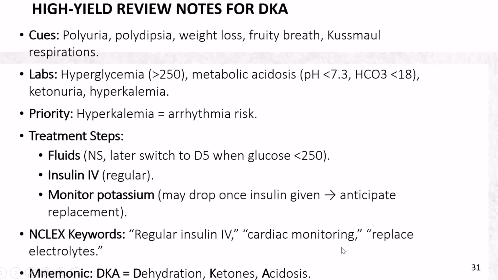Great. So please do well to go and study DKA inside out. Everything about diabetic ketoacidosis is high yield because it's life-threatening. So look out for your cues: polyuria, polydipsia, weight loss. The fruity breath should give it away. The Kussmaul respiration should give it away. Then with the labs, the sugar will be high. Metabolic acidosis, so see the pH, then the bicarbonate. Ketones in the urine, then high potassium. And anytime you have high potassium in this case, that is your priority because of the risk of arrhythmia.